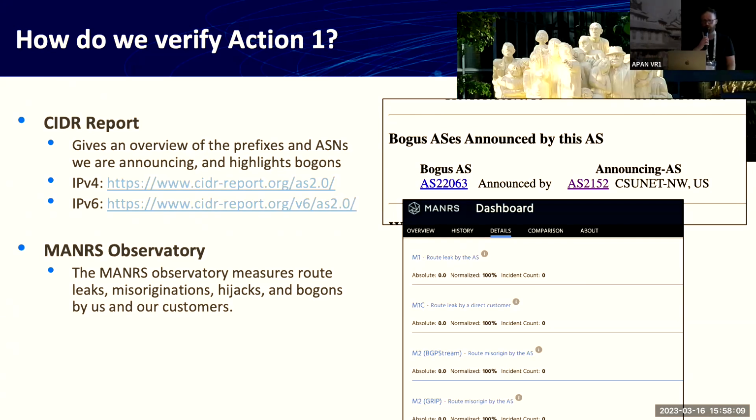And then the MANRS Observatory itself, like I mentioned, makes it easy to see route leaks, misoriginations, hijacks, and so on. As part of our MANRS application, they actually gave us access to the observatory before we had been approved, and that helped us track down all the remaining issues we needed to solve. But now that we're a member, I review this very frequently, at least once a week or more. I look through the observatory for any issues.